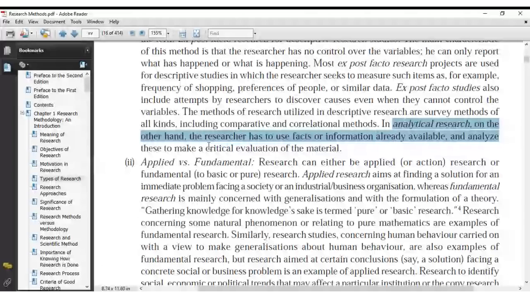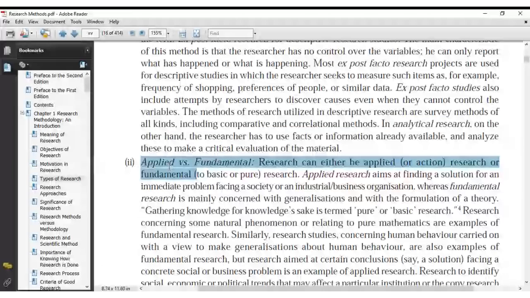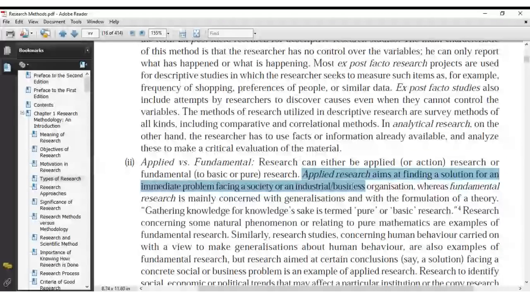Okay. Then number two, applied versus fundamental research. Now, applied research aims at finding a solution for an immediate problem. Okay, this is very important. Applied research aims at finding a solution for an immediate problem facing a society or an industry or a business organization. For instance, you are going to be required to develop a system that can solve a problem. So you will have a system like a hotel management system to enable potential customers to book online without going physically.